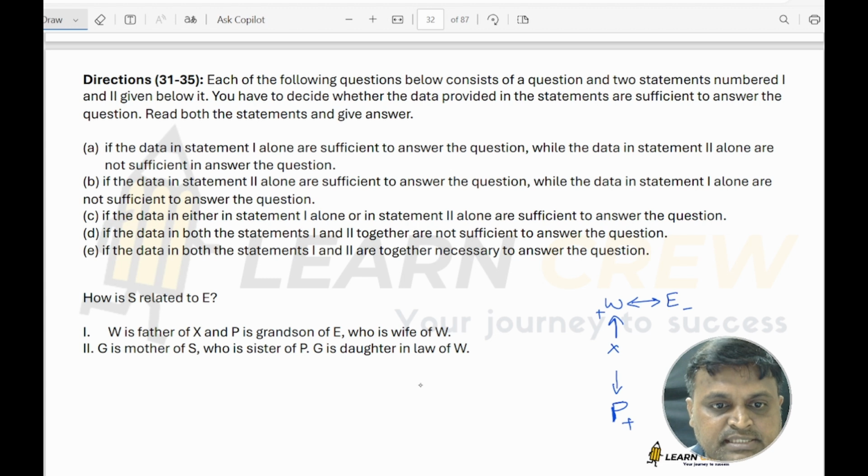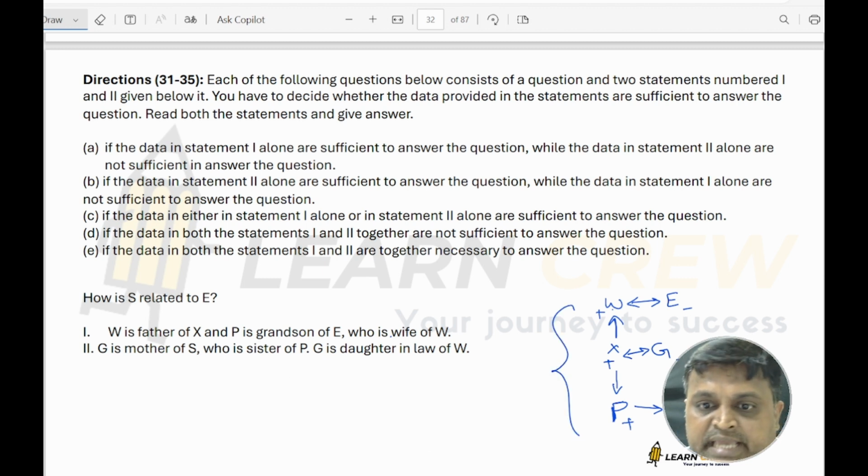G is the mother of S, who is the sister of P. S is the sister of P. G is the mother of S. G is the mother, means X is the father. So X and G are a married couple. G is the daughter-in-law of W, which means W's son is X. So by taking this and this, we have got this family tree.